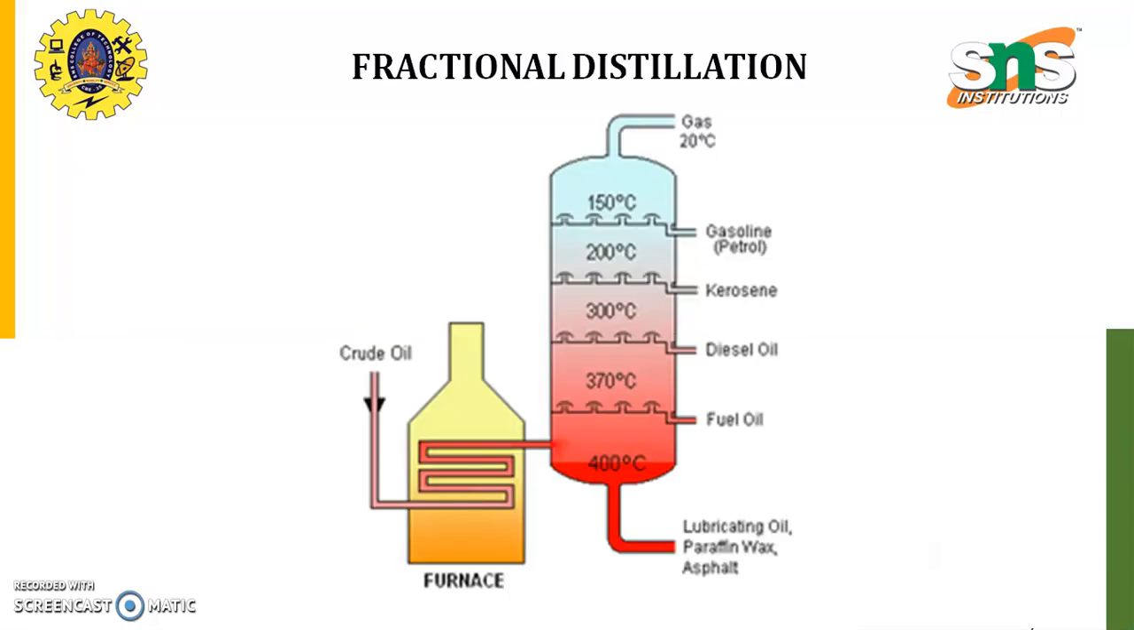The fractional distillation has been shown here. In the furnace, the crude oil is heated to various temperatures. At 20 degrees Celsius, gas is formed. At 150 degrees Celsius, gasoline, that is petrol, is formed. At 200 degrees Celsius, kerosene is formed. At 300 degrees Celsius, diesel oil is formed.